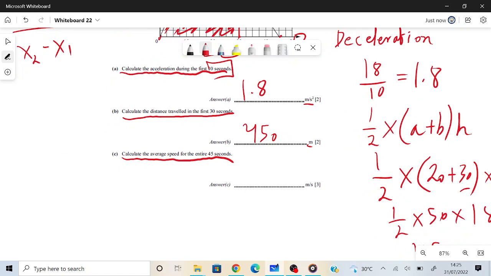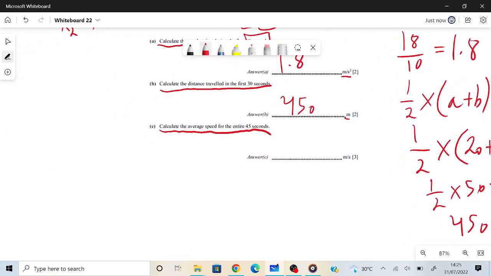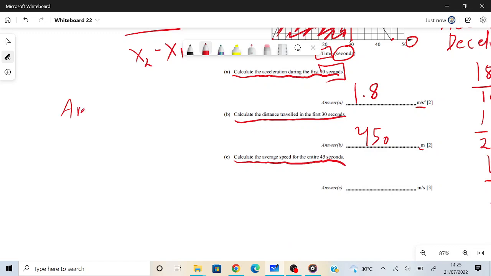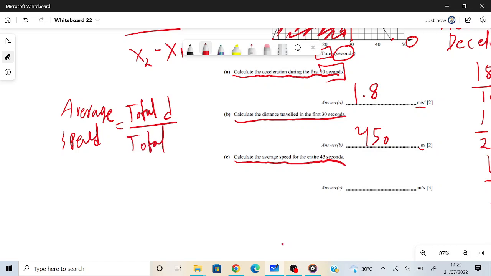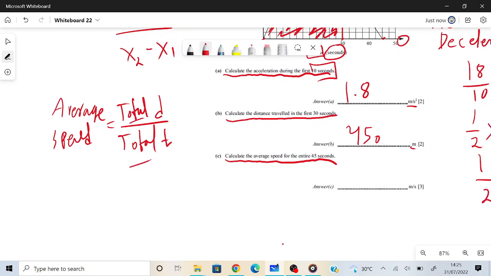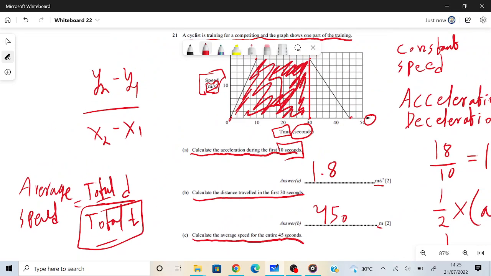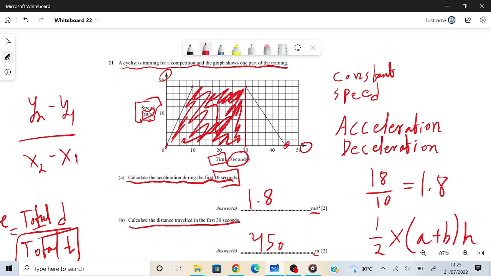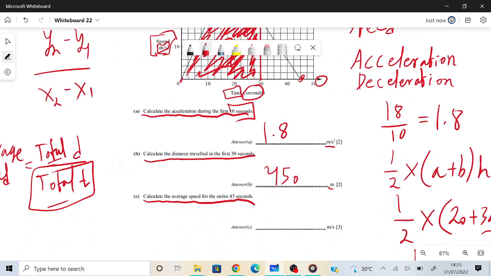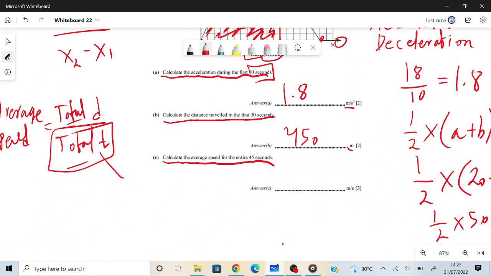In my previous video about speed, distance and time, I stated that average speed is equal to total distance traveled or covered over the total time spent, or total time taken. To calculate average speed, we need these two values. We have the total time, that's 45 seconds, because as you can see, the graph ends at 45 seconds, roughly there, and even the question, part C, said the entire 45 seconds. So our total T is 45.